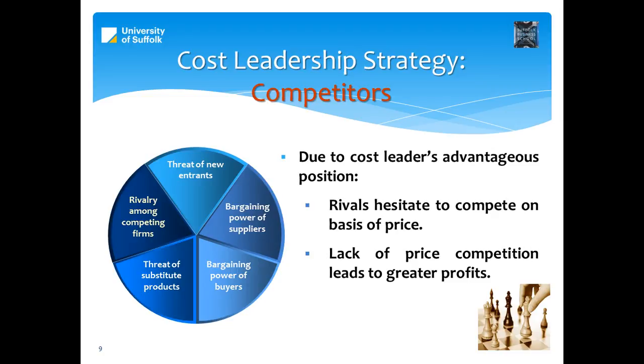But rivals are likely to hesitate to compete on the basis of price, because if you've got your leadership strategy correct and you're selling things in the most efficient and effective way you can, how can a competitor compete with you? If this happens and there is a lack of price competition, this could lead to greater profits for you.